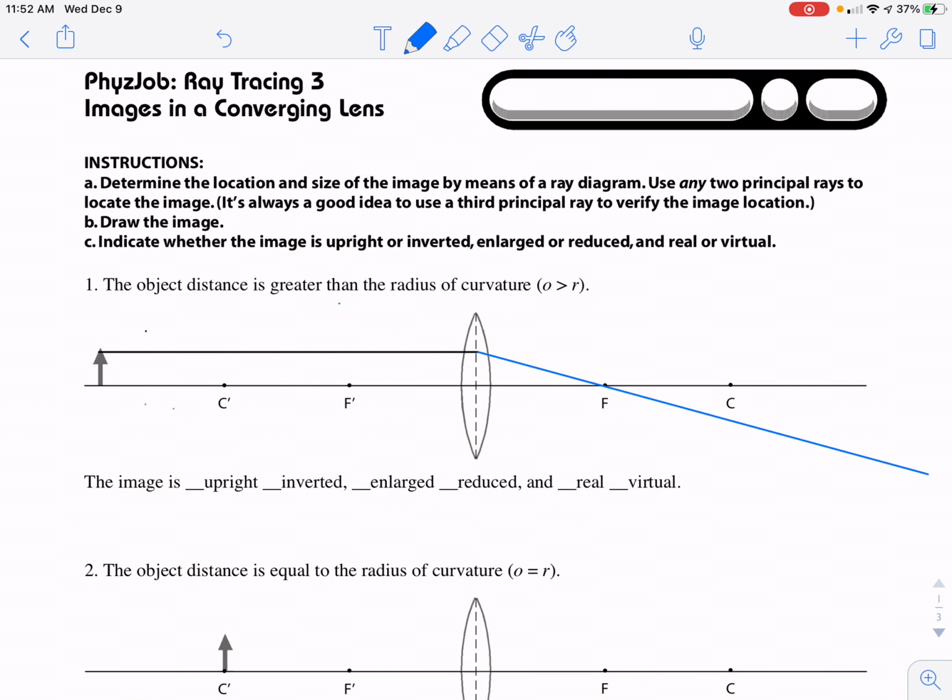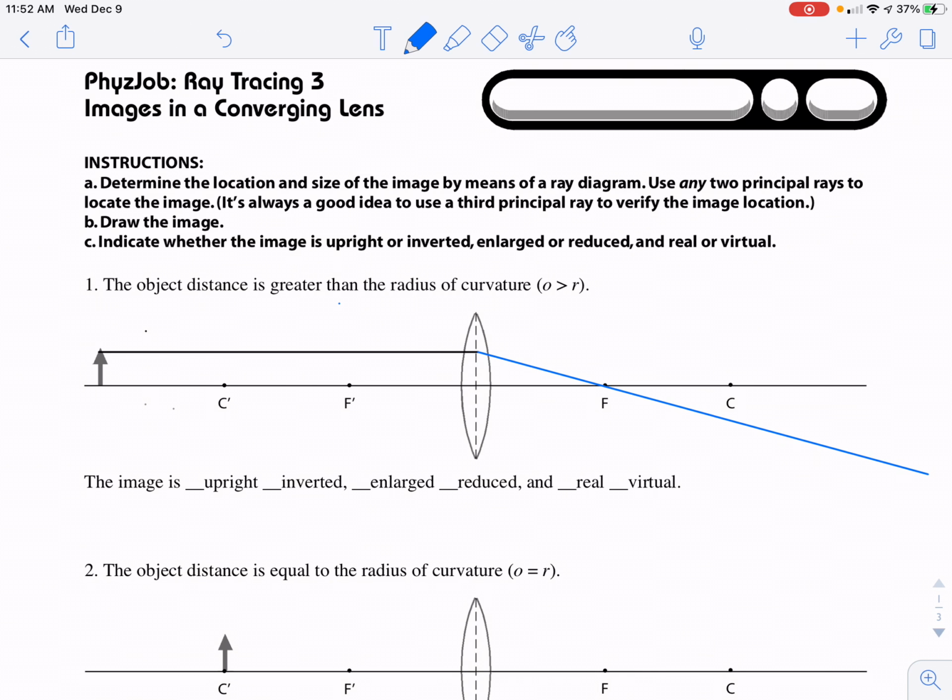Now, just like we did with mirrors, anytime we drew a reflecting ray, we always drew a back ray extension. A back ray is a virtual extension of the reflected ray. Well, refracting rays also have a virtual extension. So we're going to draw a back ray directly back from any refracting ray. So all refracting rays are going to have back rays.